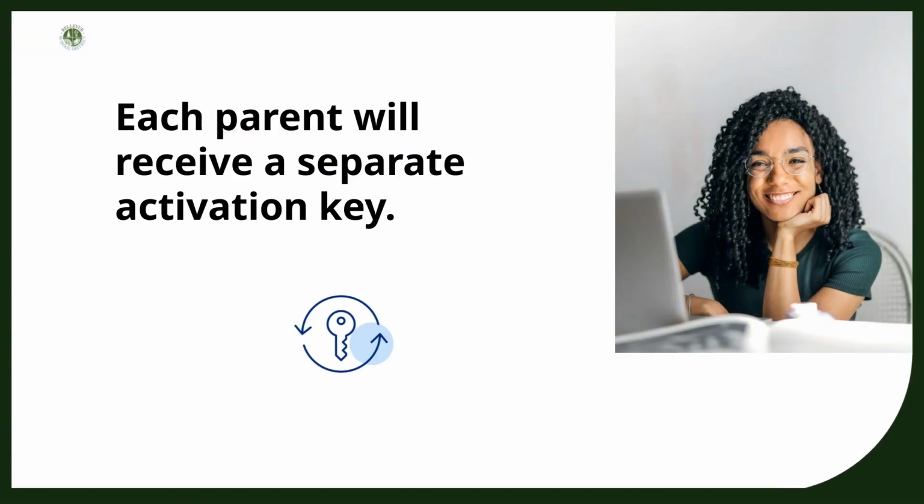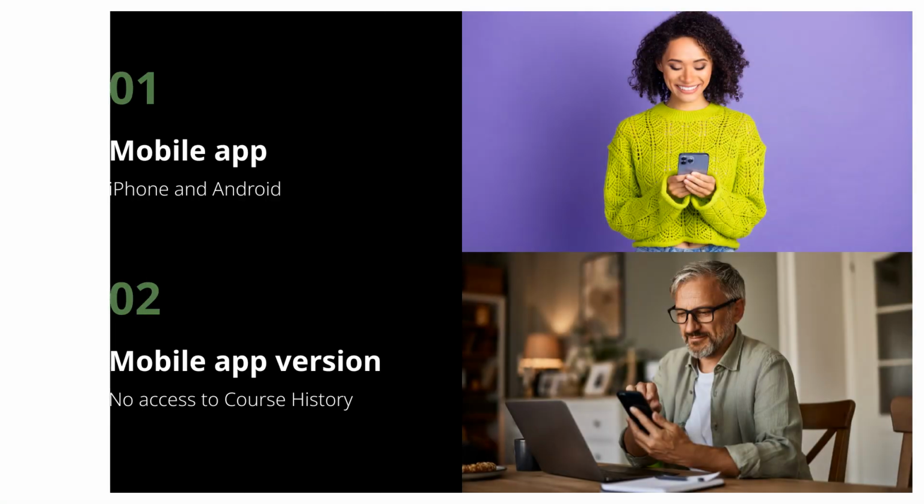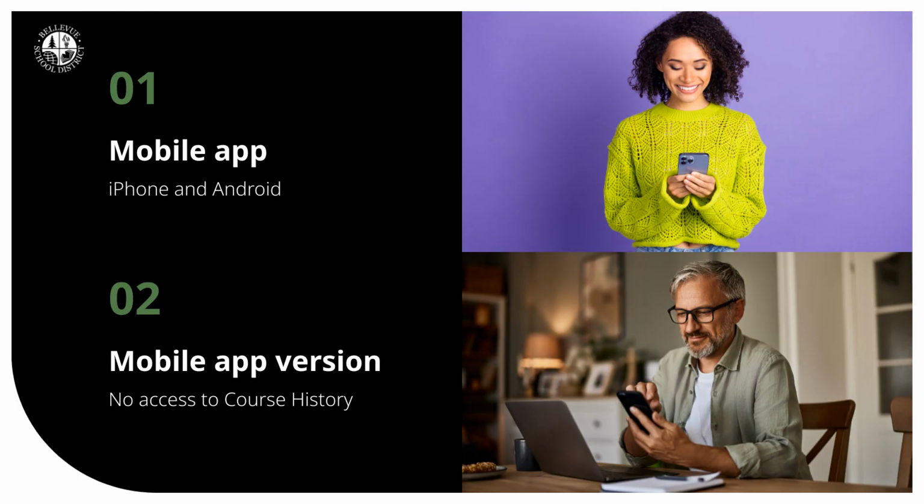Note that each parent will receive a separate activation key if he or she is listed in our system and has an email address. You may also access ParentVUE through many mobile devices. A free mobile app is available for iPhone and Android devices. Please note that the mobile device version of ParentVUE does not include access to course history.